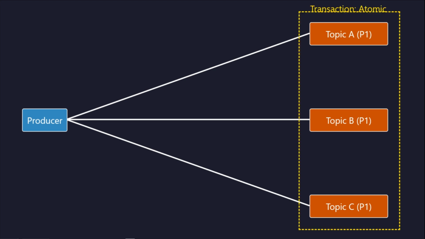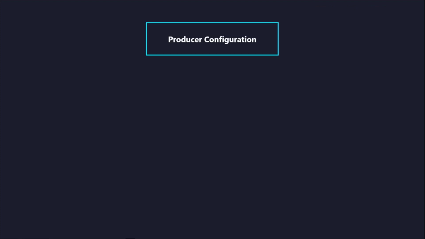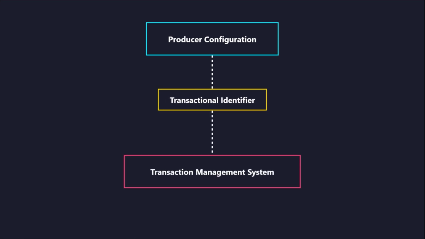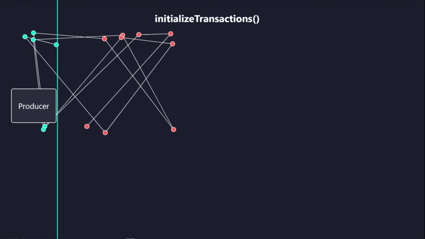Transactions allow a producer to write to multiple partitions, such that all succeed or none do. To enable transactions, you must provide a unique string known as the transactional identifier in the producer configuration. This identifier persists across producer restarts and is the key to identifying a specific application instance in the transaction management system. When your application starts, it calls the initialize transactions method on the producer object.